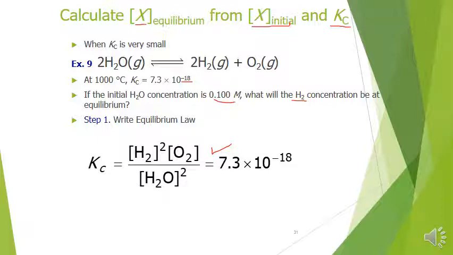Then we're going to do an ICE table. Now we're going to assume something here because this number is really, really small.